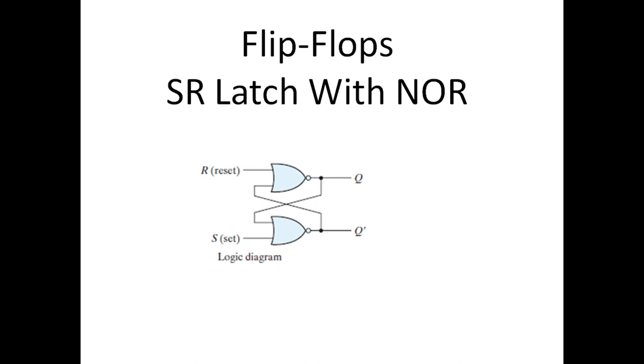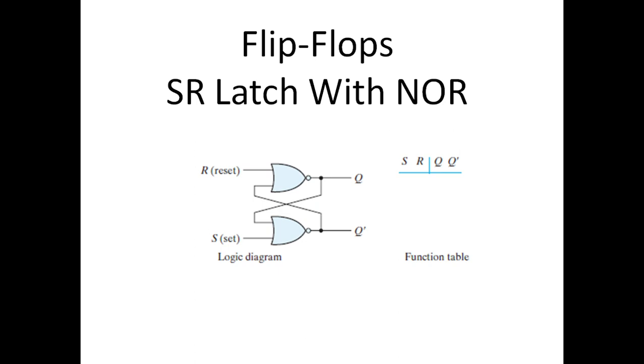Now I will explain how it produces outputs when inputs are given. Remember the operation of a NOR gate. A NOR gate gives 1 when both of the inputs are 0. When at least one of the inputs is 1, it produces 0.